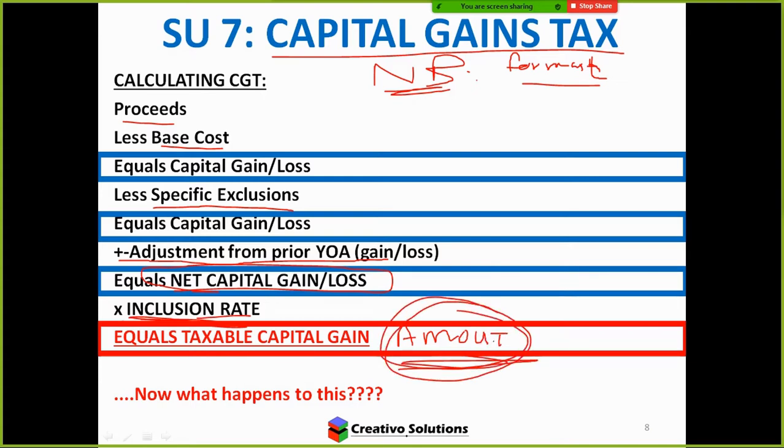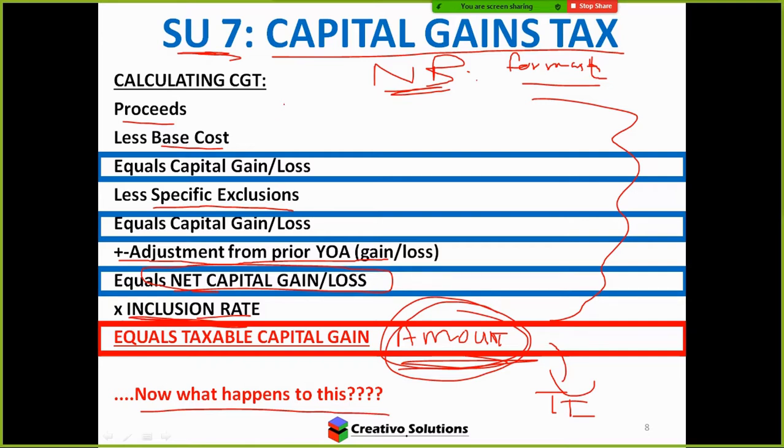Okay, this amount is going to be included in the taxable income calculation. Right, so I said here at the bottom, what happens to this? I'm referring to the red. Notice everything we're looking at in study unit 7 covers what's in black. You'll look at different scenarios where you have to work out the proceeds, the base cost, etc.